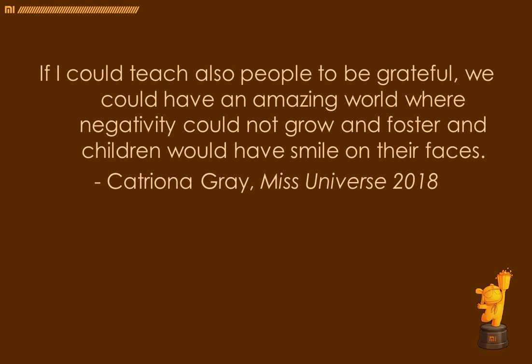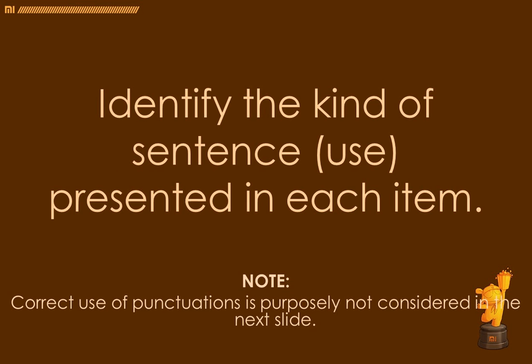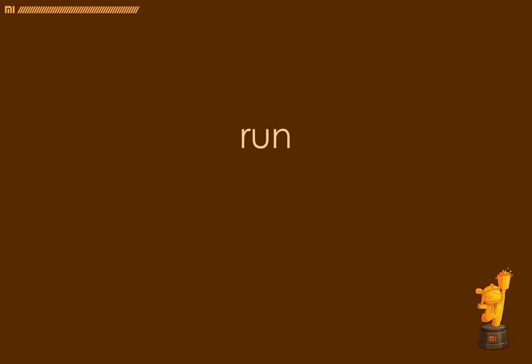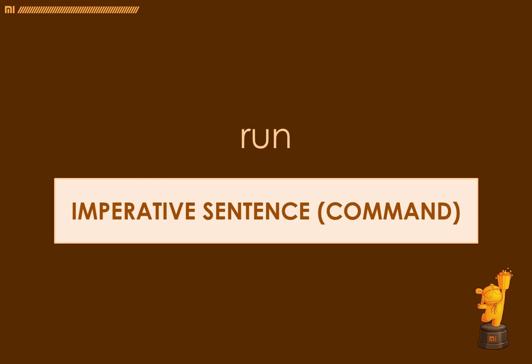Let us now check your answers. For the first part, you have to identify the kind of sentence used according to use presented in each item. Please be reminded that the correct use of punctuation was purposely not considered in the next frames. Number 1. Run. Since this is a verb, this is a command. Therefore, this is an imperative sentence.